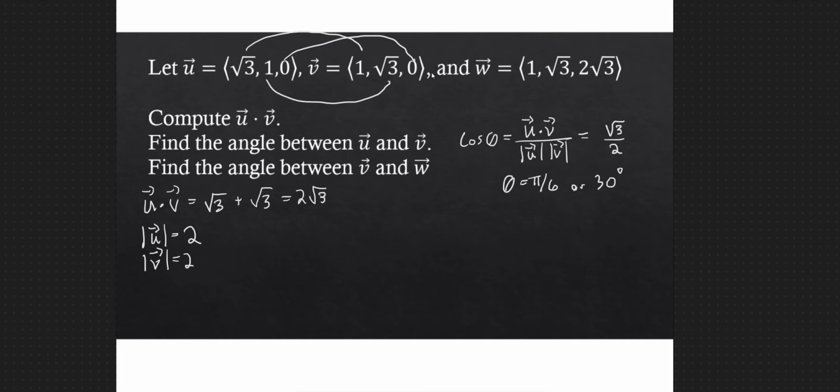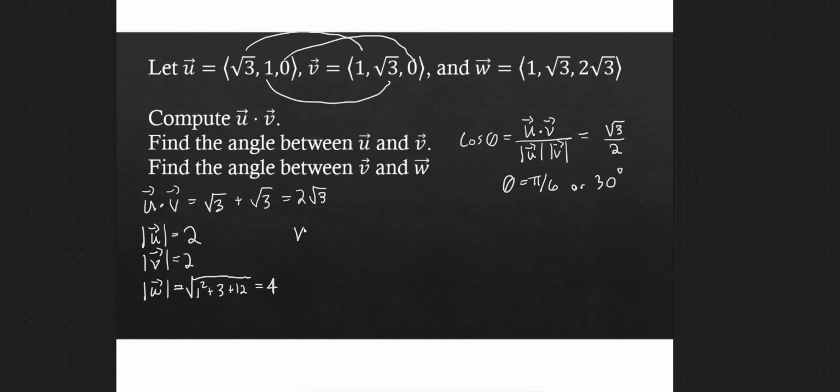All right, so we also want to compute the angle between v and w, which means I'm going to need to figure out what we need. We're going to need the magnitude of w, and we're also going to need the dot product of v and w. So down here, I'm going to find the magnitude of w. That's square root of 1 squared plus square root of 3 squared, that's 3, plus 2 square root of 3 squared, so that's 4 times 3, that's 12. 2 square root of 3 is the same as square root of 12. So that's 15, that's 16. Square root of 16 is 4. So magnitude of w is 4.